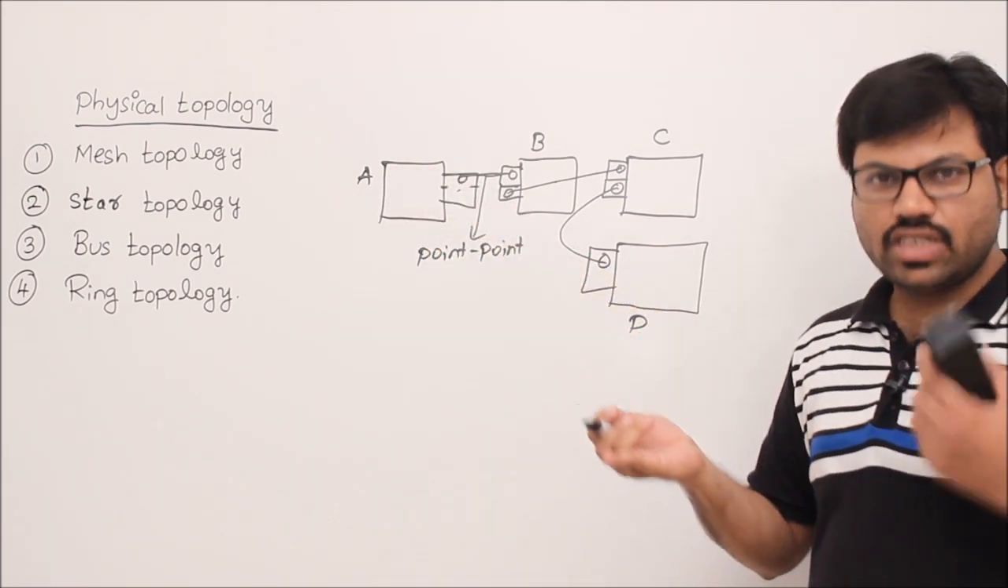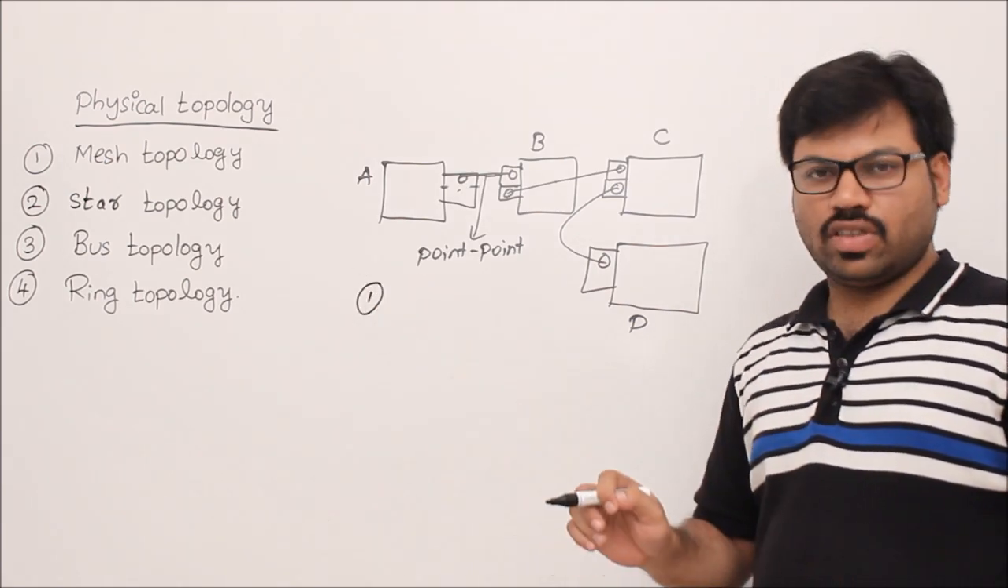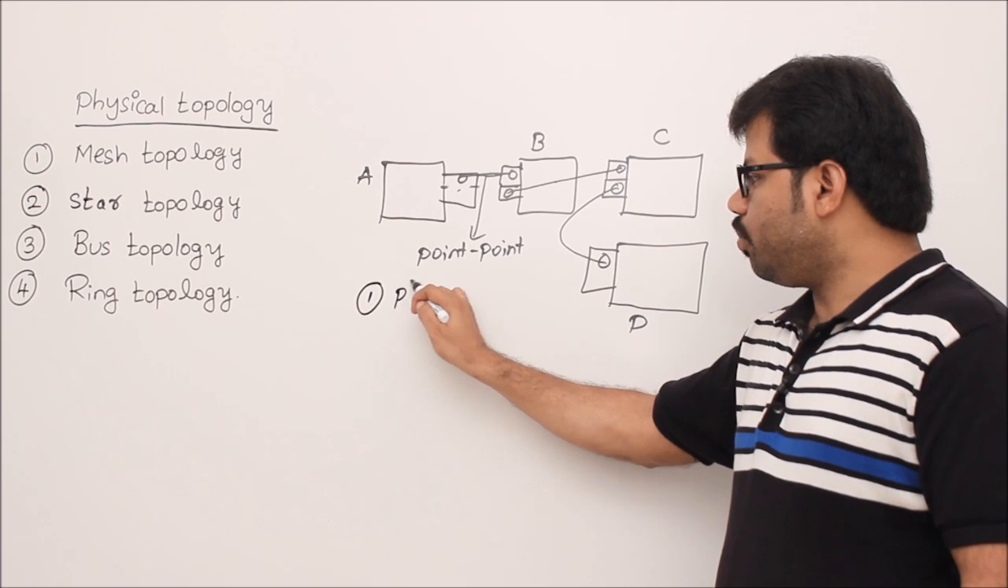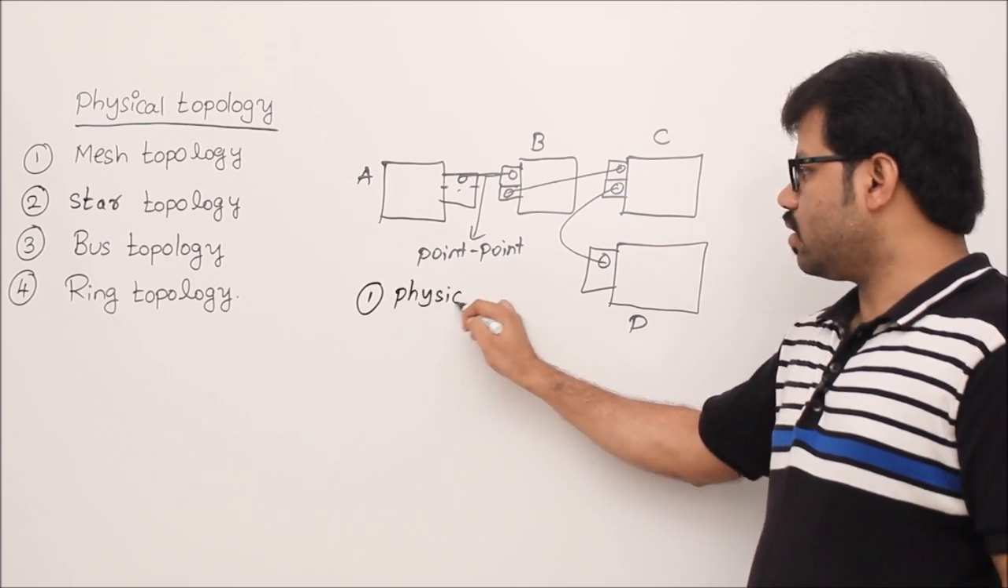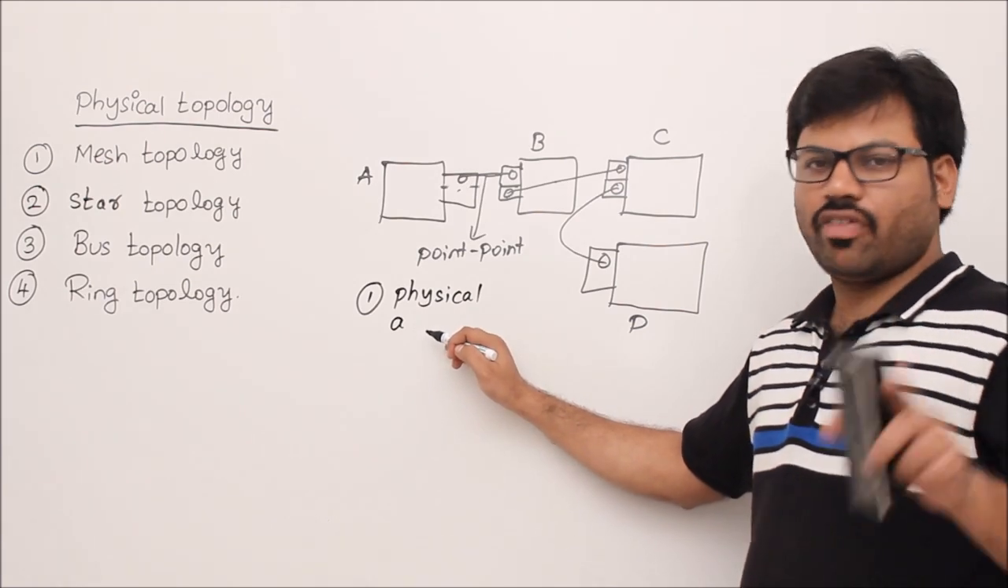For that, what are the things we need? Think about it. One thing. Now addresses comes into the picture. That means every computer should have a physical address. Okay, so don't think about IP address. We don't require IP address.